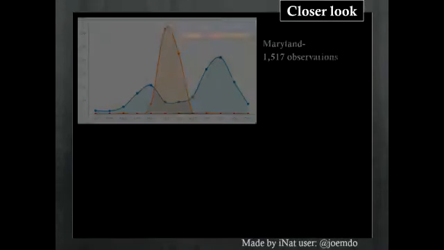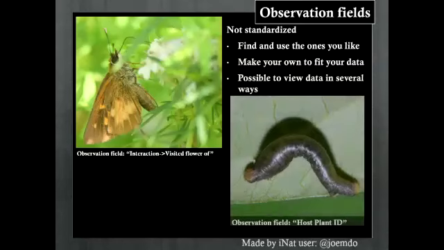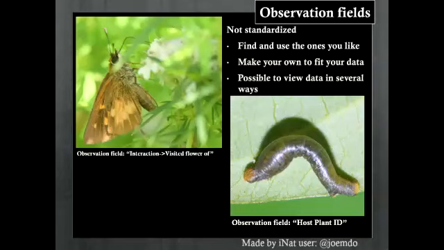So let's jump way forward to the observation fields. Okay, so you can even make your own. So some people do create their own observation fields, and it's possible to view the data in several ways. So I'm going to talk specifically about two, which are the ones that I use the most, and a lot of other people on iNaturalist use a lot. So the first one, it's got a kind of clunky name, but it's just the one that more people use. It says interaction, visited flower of, right?